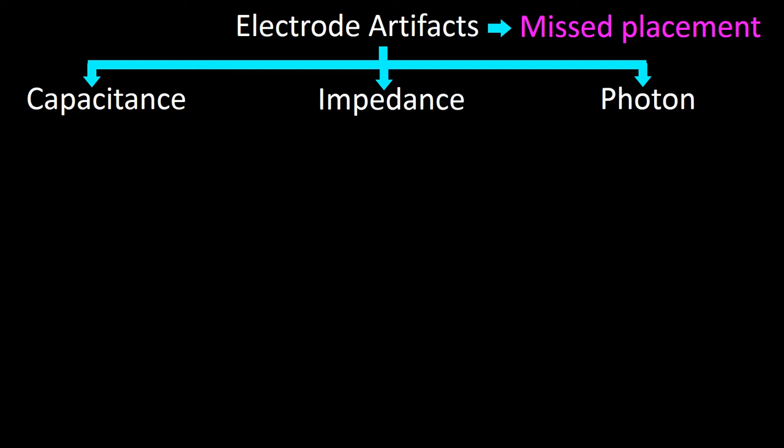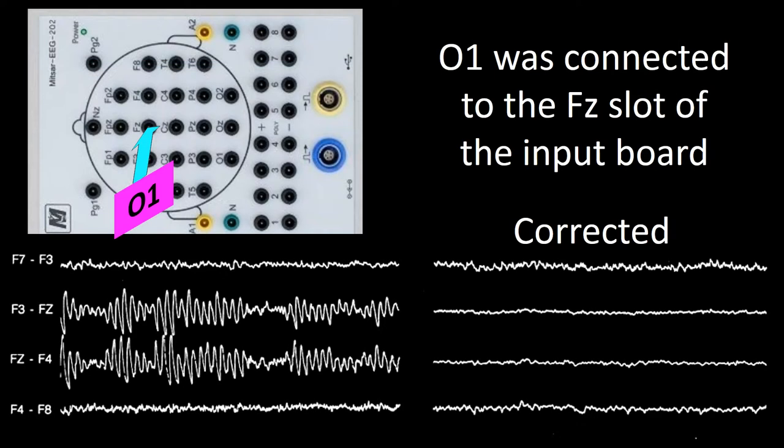So we start this classification with missed electrode placement. This refers to putting the electrode from one scalp region into a slot in the head box belonging to a different scalp region. Here you can see on your left the result of putting the O1 scalp electrode in the FC slot in the head box. On the right, the situation is corrected.